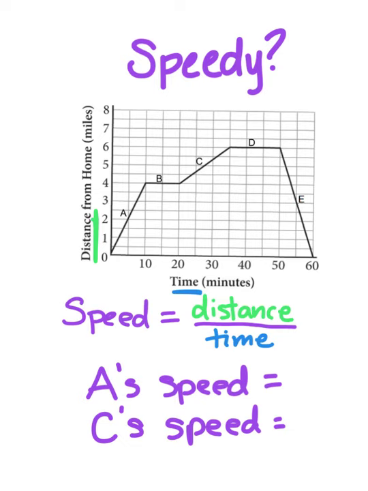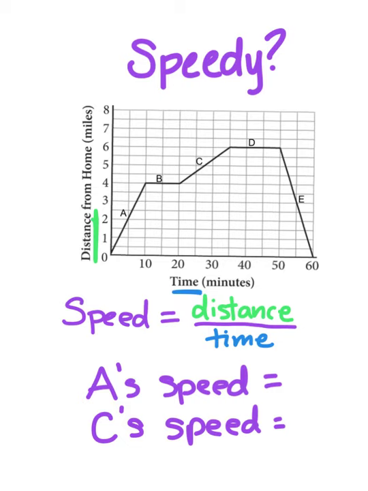And we said towards the end that we could tell the speed from these graphs, because speed is distance, that's this green part, over time. So if we looked at how far up the y-axis they went over how long it took them to go there, we could find their speed. So let's look at the speed of these two sections, sections A and C, and see which one is faster.